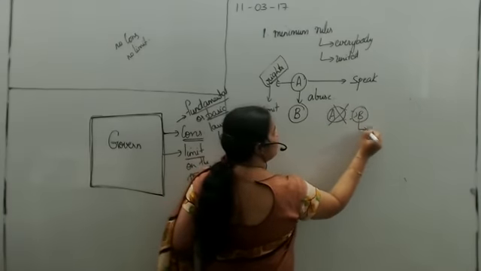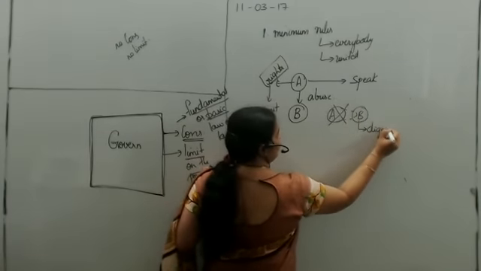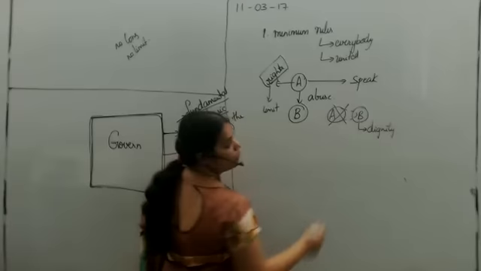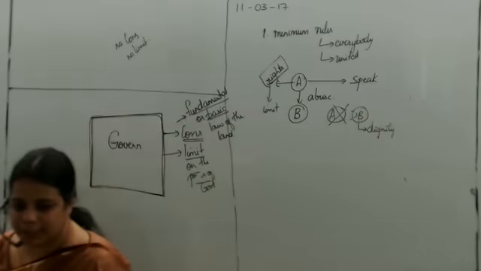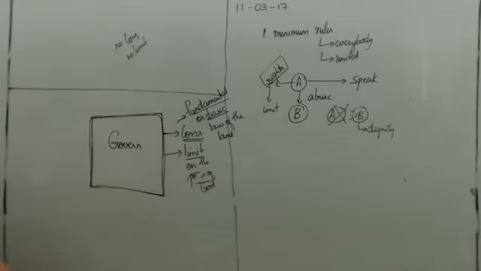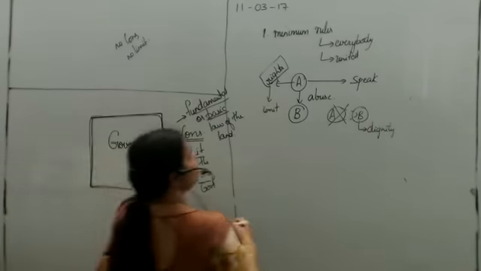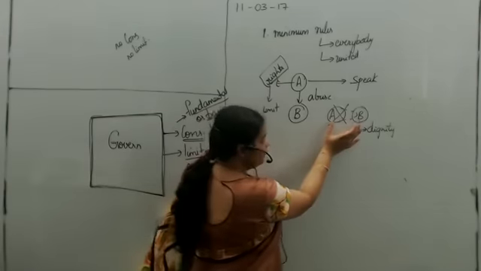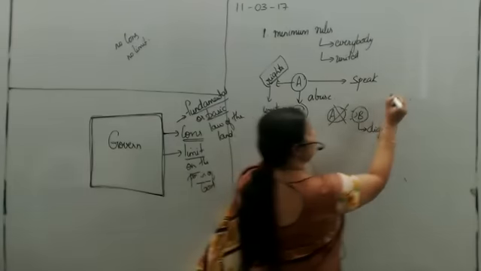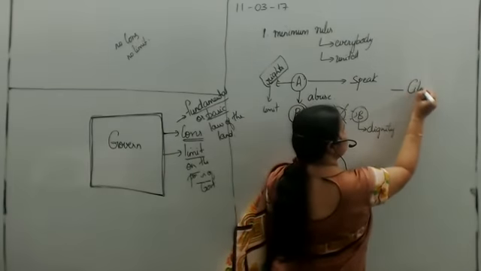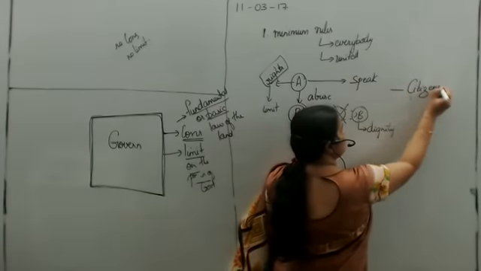Because B has his right to dignity. When A is abusing B, is he not violating B's right to dignity? Yes. So it is basically telling us that there will be certain rules which have to be followed by everybody in the society, by both citizens as well as government.